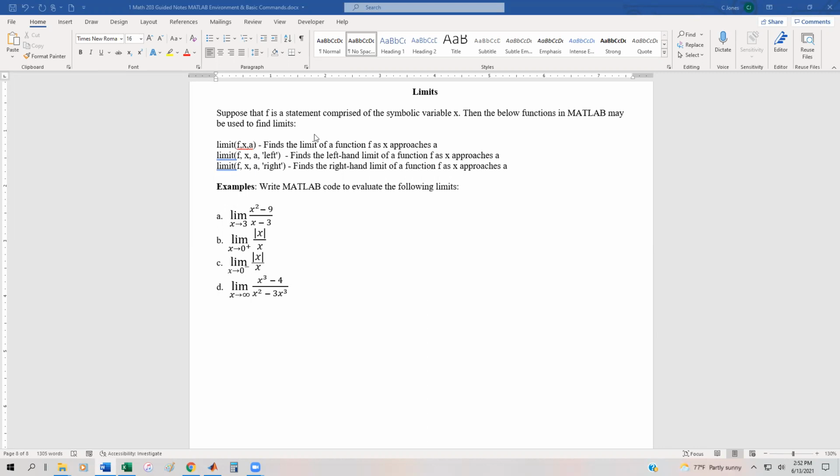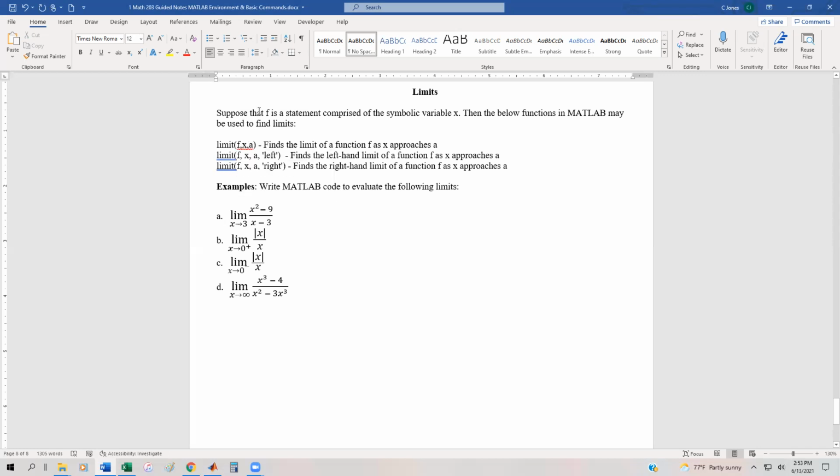So let's say we have f as some sort of function, or statement, and it's comprised of the symbolic variable x. So we need a syms function. Then we could use limit of f with respect to x as it approaches a, or f in terms of x as x approaches the value a, and that's going to find the limit.